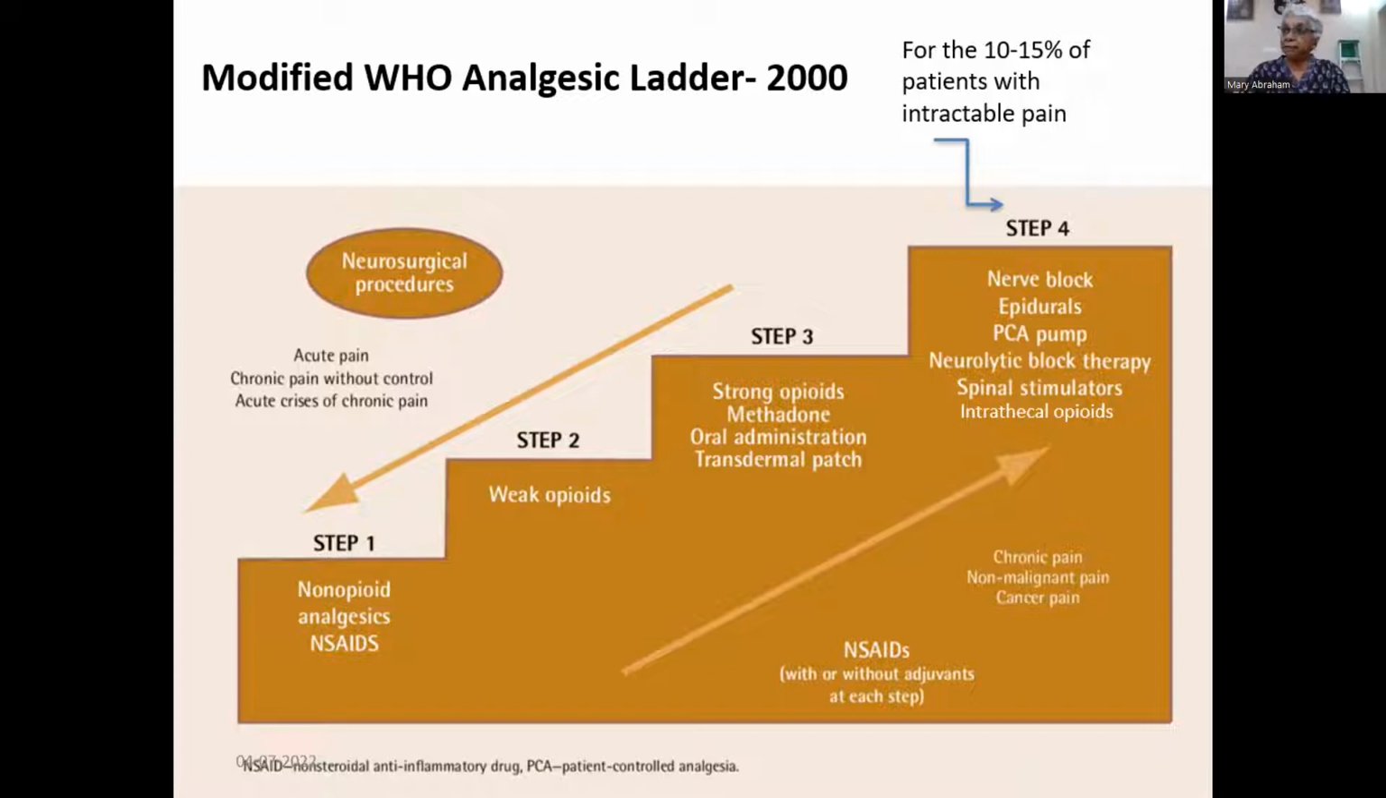You can give various nerve blocks, you can give epidurals, you can use a patient-controlled analgesia pump, you can give a neurolytic block like a celiac plexus block or a superior hypogastric block, or you can use spinal stimulators like dorsal cord stimulation. You can use intrathecal opioids. So there are a lot of things, and even more complicated and sophisticated advanced therapies are also available. They are used in those patients who have intractable pain, who are not responding to the conventional WHO ladder.